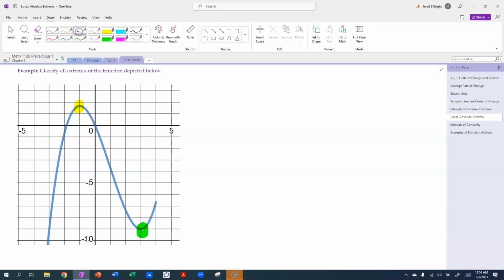Let's talk about locals first. At least in a small region, I can say that I have a local max of, let's estimate, about 1.5, so that's the y value at x equals -1. And down here, I can say I have a local minimum, because that's a valley, of what looks to be -9, the y value again, at x equals 3. Now I'm wondering if I have any absolute.